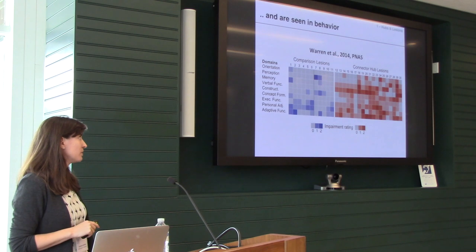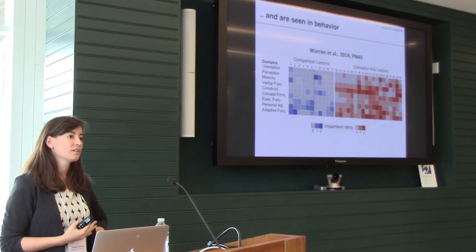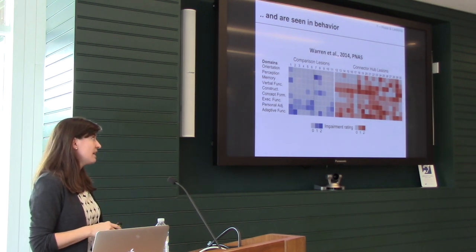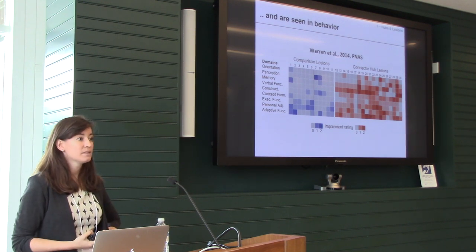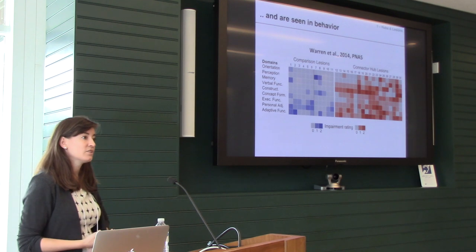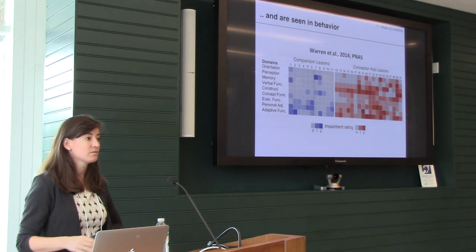So the participants were rated by neuropsychologists in their impairment across all of these domains. And what they found was that patients that had damage to the connector hubs had much more widespread and severe impairments across many of these different domains. So not only does it seem like these lesions are affecting the network organization, but it seems like they also have consequences for behavior.